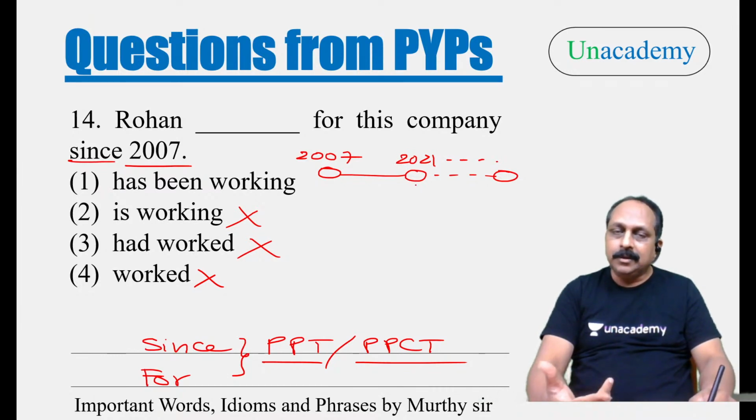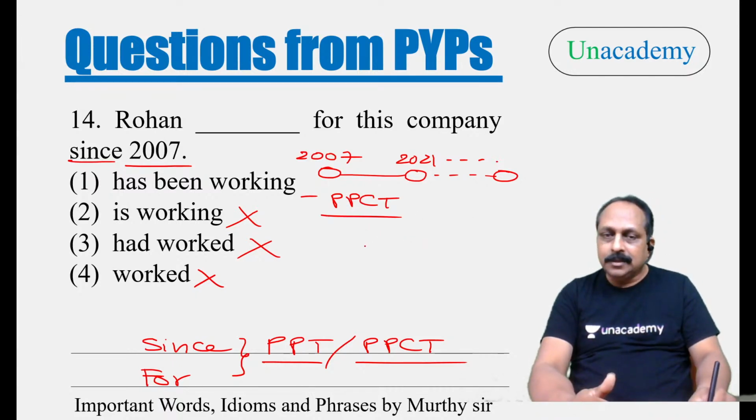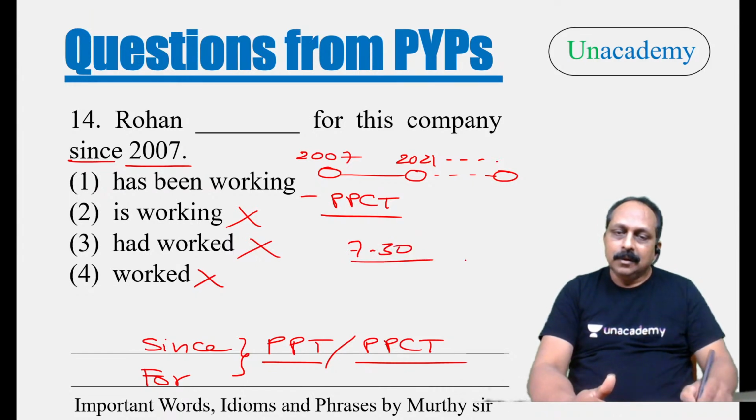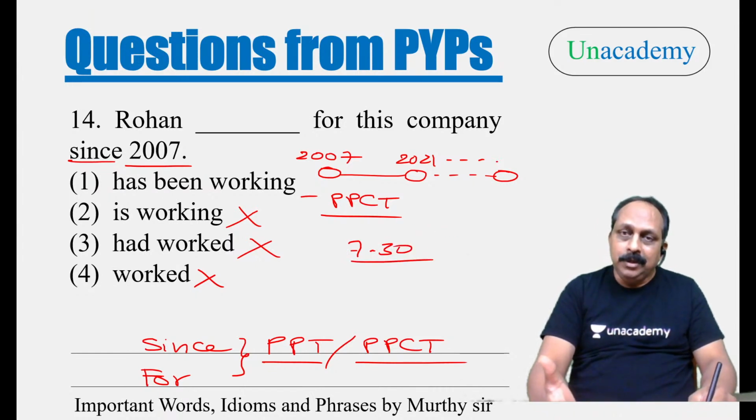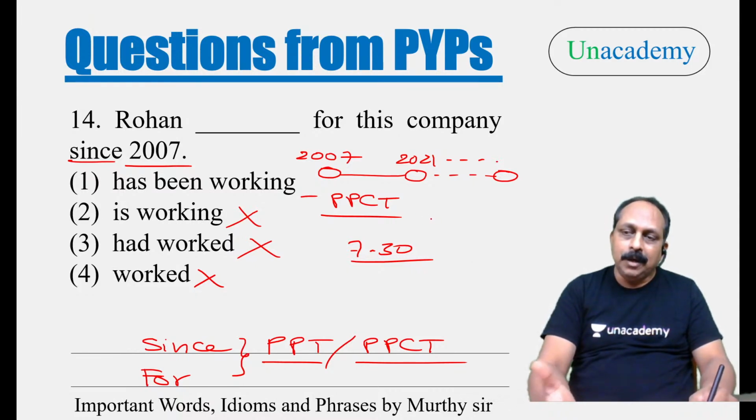Then how do you express that in English? Rohan has been working for this company since 2007. And which tense is this? Present perfect continuous tense. I have been teaching. I started the session at 7:30. If someone comes and asks, "What are you doing?" My answer: I have been teaching since 7:30, or I have been teaching for the last half an hour.